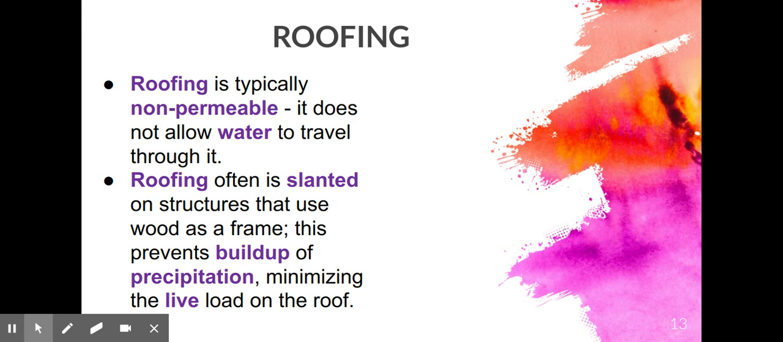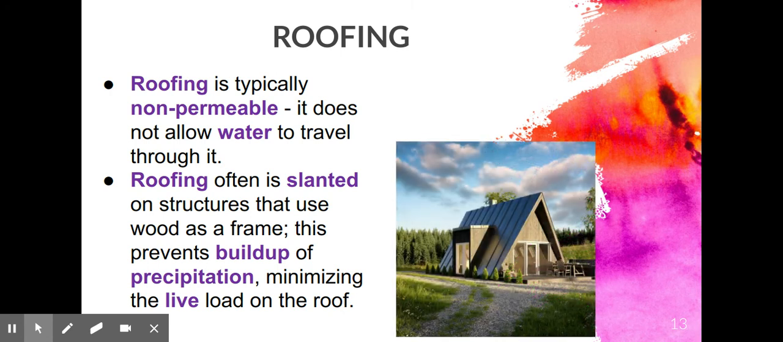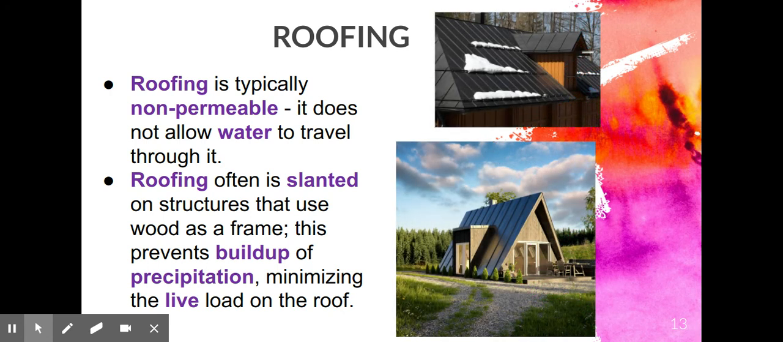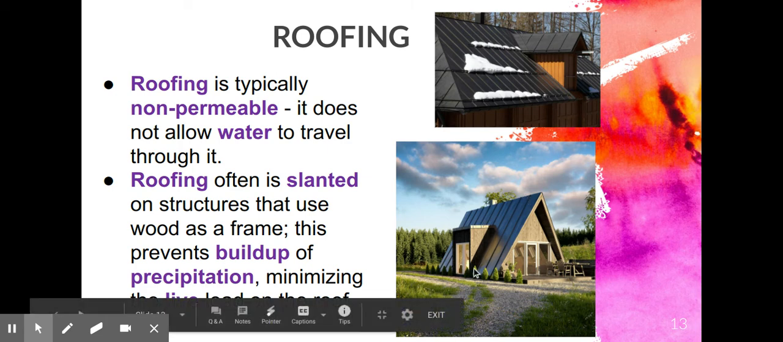And roofing often is slanted on structures that use wood as a frame. This prevents buildup of precipitation, minimizing the live load on a roof. So we talked about how in certain areas of the world, roofs are designed a certain way to minimize the amount of live load that they are being exposed to. So if you live somewhere that has a lot of precipitation or snowfall, you might see a house built with a very large A frame, because it kind of looks like the letter A, so that if it were to snow, the snow would just slide right off the roof.